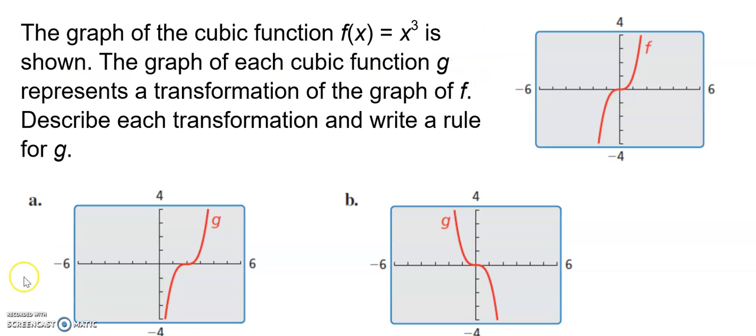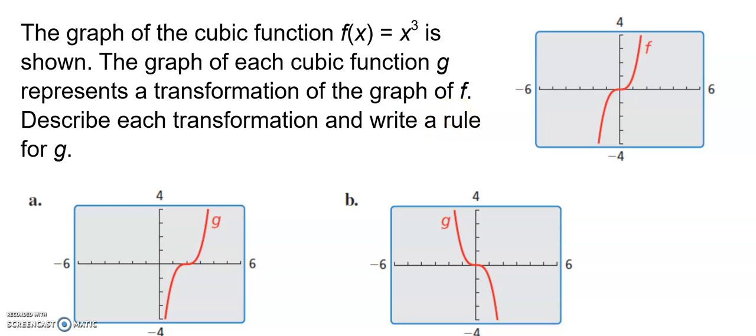Nice work. Okay, so now let's just move on to higher degree polynomials. So here I have f of x equals x cubed. This is what the graph looks like. You could graph this on your calculator or Desmos as well to verify that. So what we're doing for A, B, C, and D is we want to describe the transformation of g from f, and we want to write a rule. Remember, when we say write a rule, that just means write the equation.